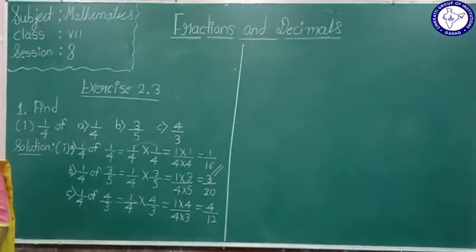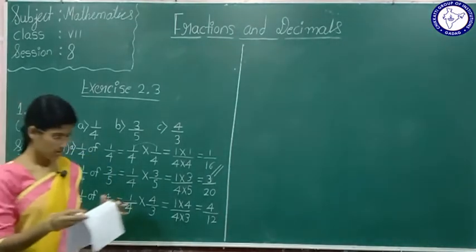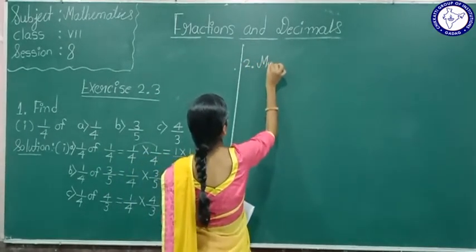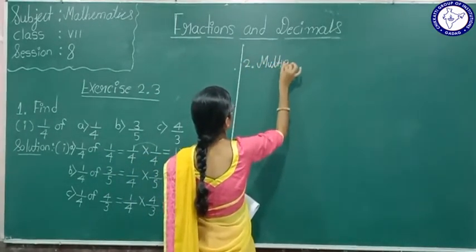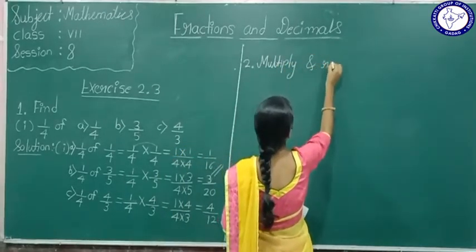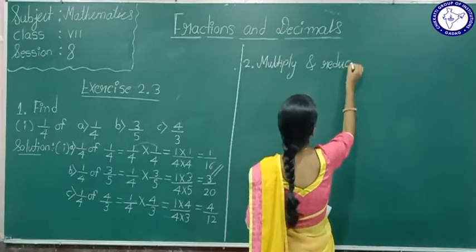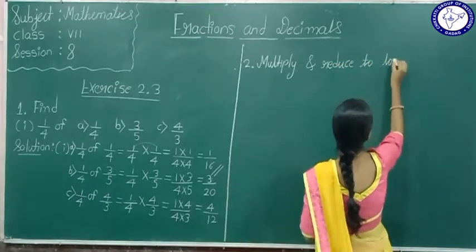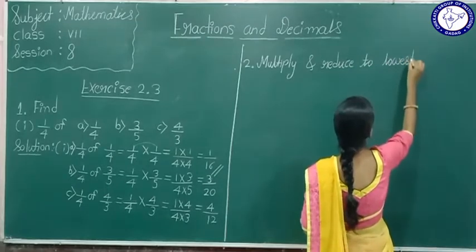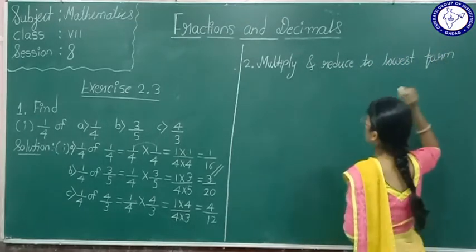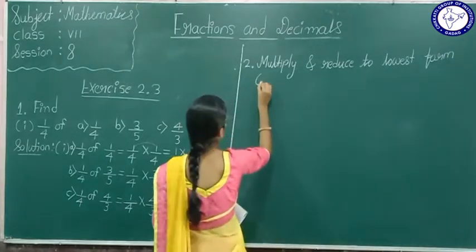Now we will see the second main. The second main is: multiply and reduce to lowest form, if possible.